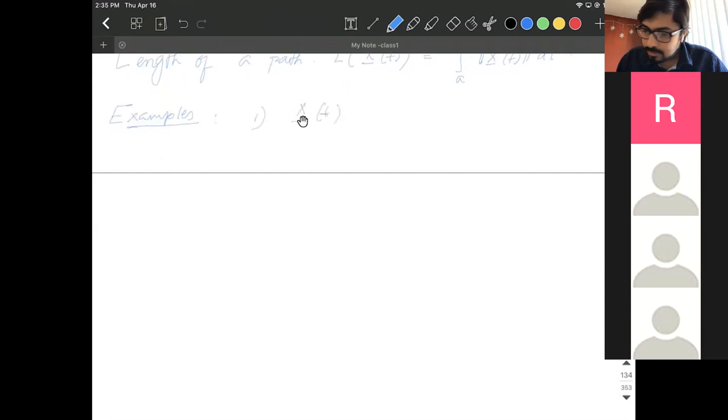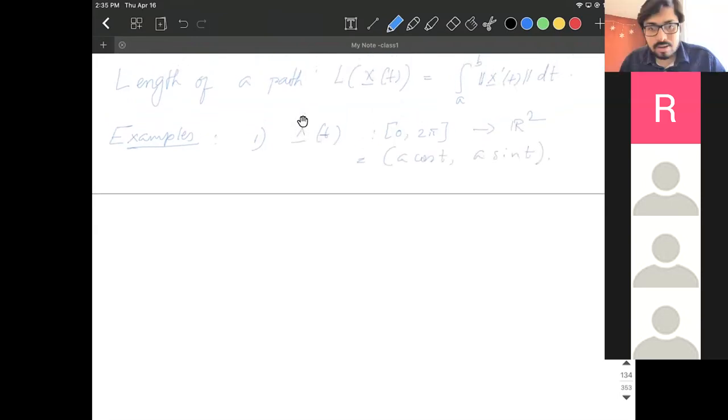First, the obvious one, you have the circle of radius a, t from 0 to 2 pi. So this is defined by a cos t, comma a sin t. Now, how do we compute the length? The first step is x prime of t. So the x prime is given by minus a sine t, and then a cosine of t.